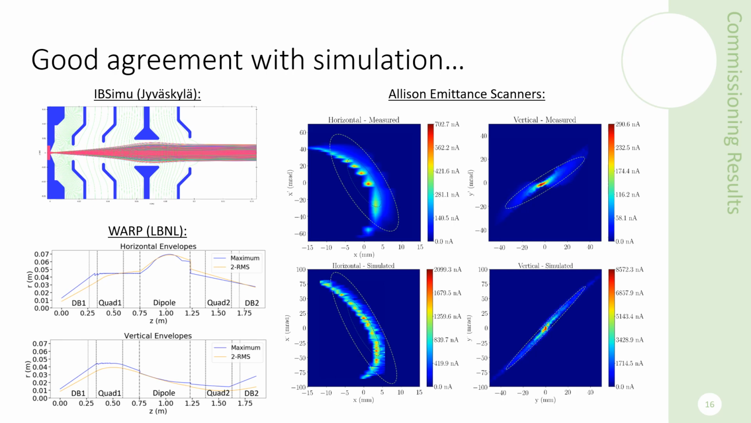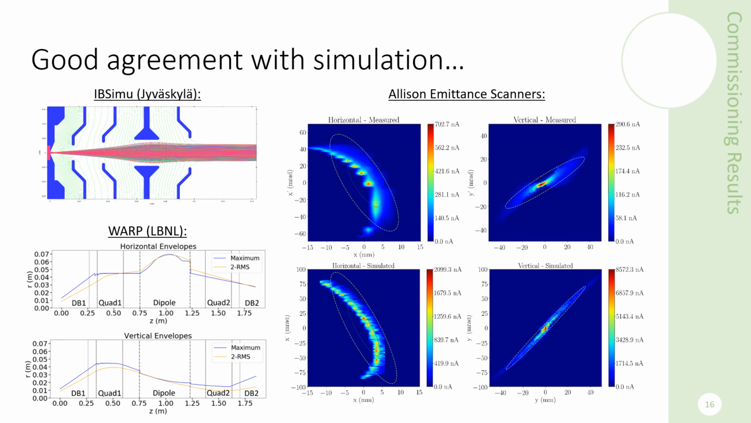Now coming to the promised simulations, we used IBCMU, developed at Uvascular, for the ion source extraction simulations, and then Warp for the beamline simulations. And you can see again here the beamline setup with the diagnostic box first, then the quadrupole, the dipole, the quadrupole, and then the second diagnostic box. You can see the beam envelopes on the bottom left here.